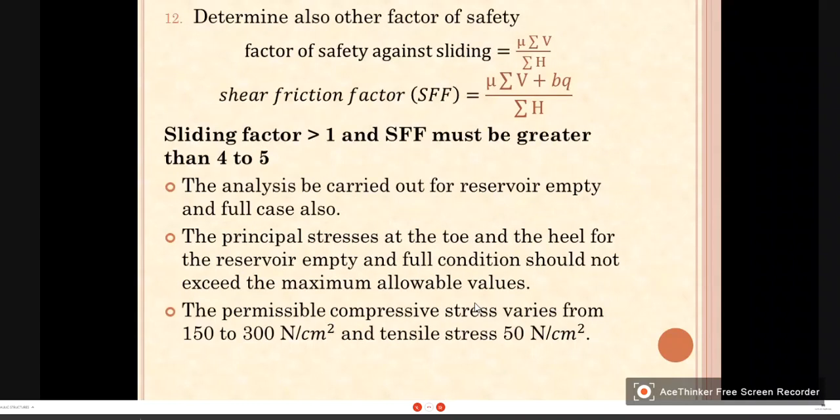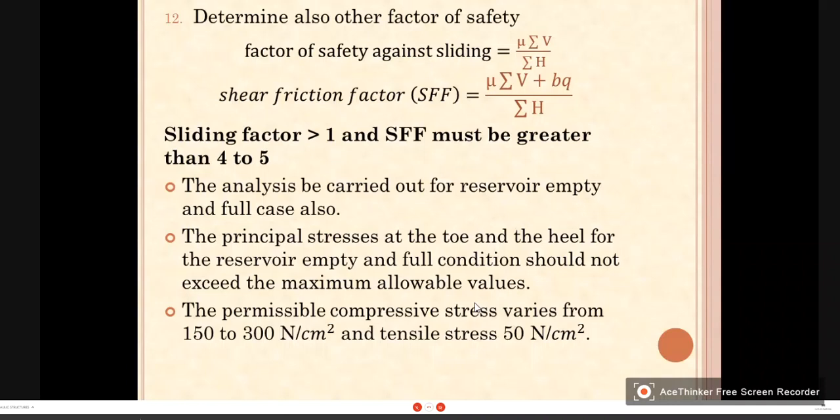And then determine also the other factors of safety. The factor of safety against sliding is mu into sigma V by sigma H. Mu we already know as the coefficient, and sigma V and sigma H are terms we already know. Sigma V is the resultant algebraic sum of the vertical forces, and sigma H is the algebraic sum of the horizontal forces.